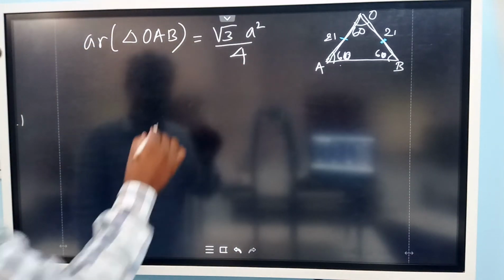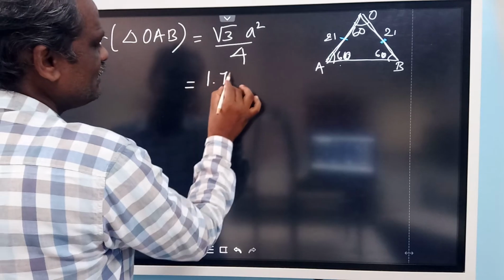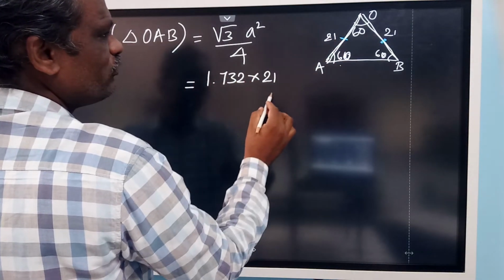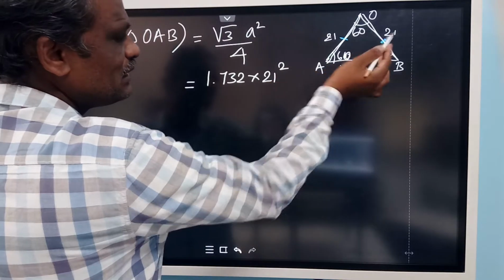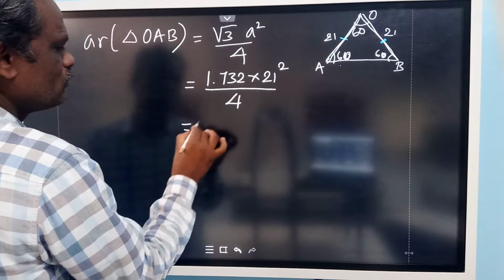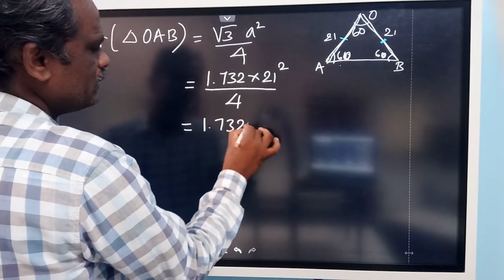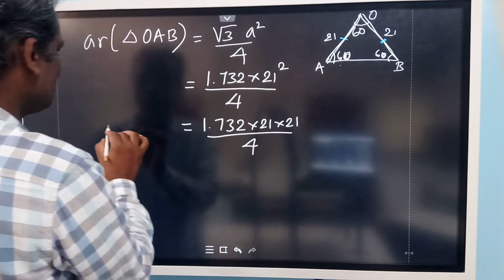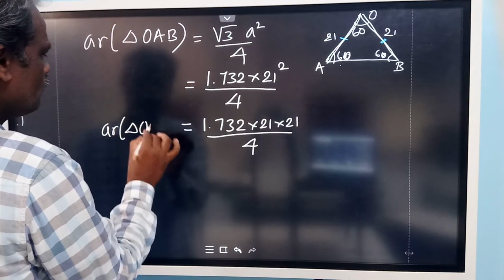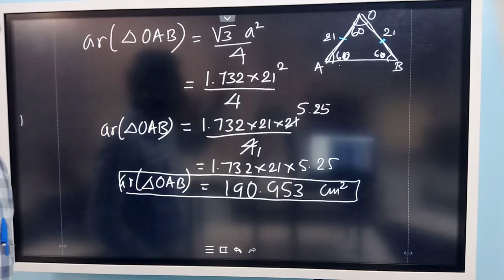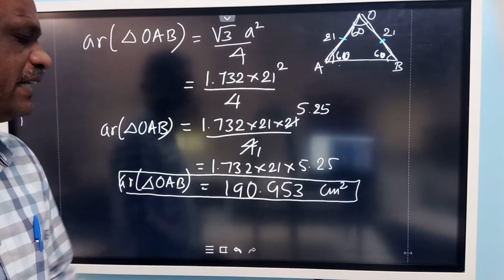So you can substitute here. 1.732 into a square, which means side 21 square, because all three sides will be equal in an equilateral triangle, divided by 4. So 1.732 into 21 into 21 divided by 4. Simplify and tell me what is the answer now. Area of triangle OAB. So area of the triangle is equal to 190.953.